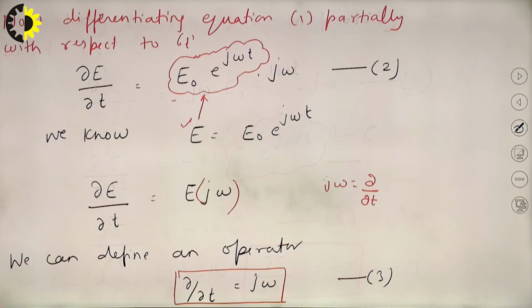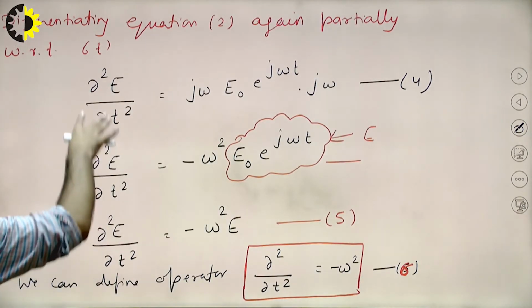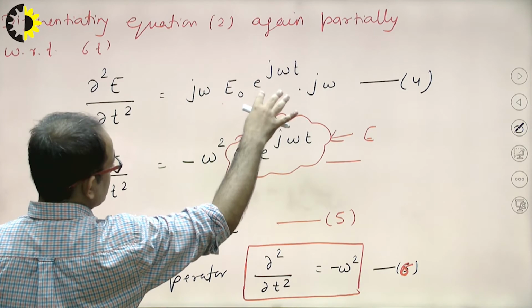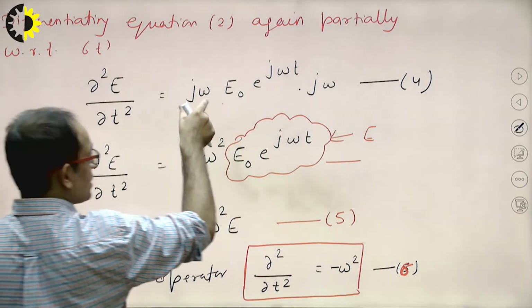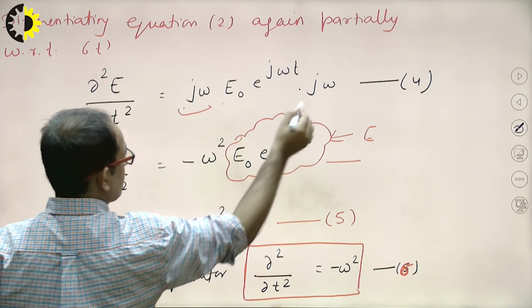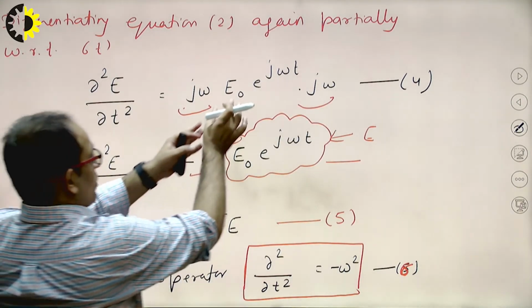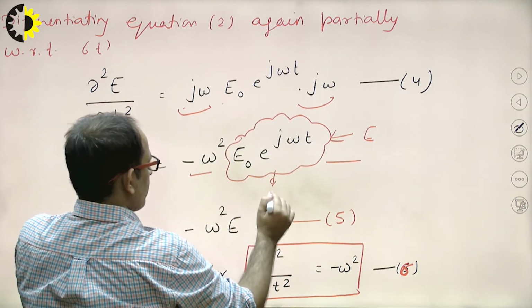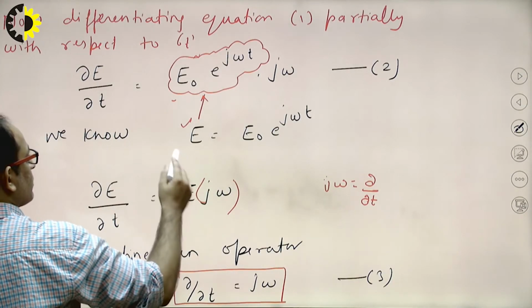Now again differentiate equation number 2 with respect to time: del square E by del t square equals j omega E naught e to the power j omega t multiplied by j omega. Now multiply these two, j omega multiplied by j omega, which comes out to be minus omega square, multiplied by E naught e to the power j omega t. Now this is equal to E.